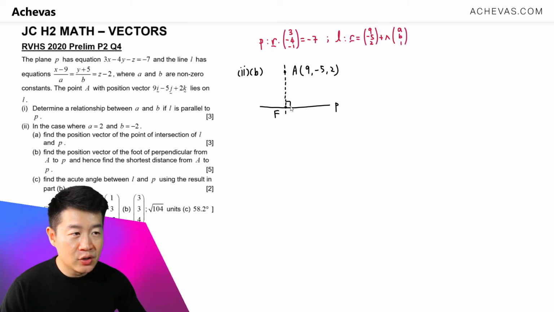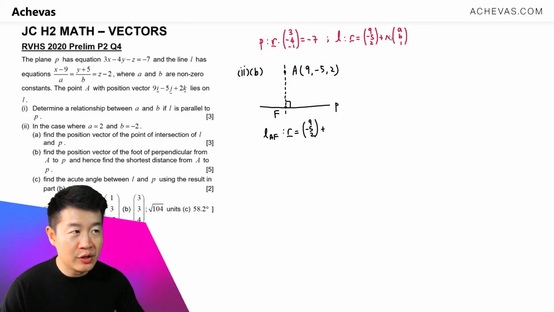here F. So since it's the foot of the perpendicular, I know AF is going to be perpendicular to the plane P. And to find the position vector of F, I'm going to use a strategy that I discussed on the Achevas TV theory outline. So to do that, we will first form the equation of a line that passes through AF. So for this line, r is going to be equal to, it passes through this point A. So 9, -5, 2 will be here.